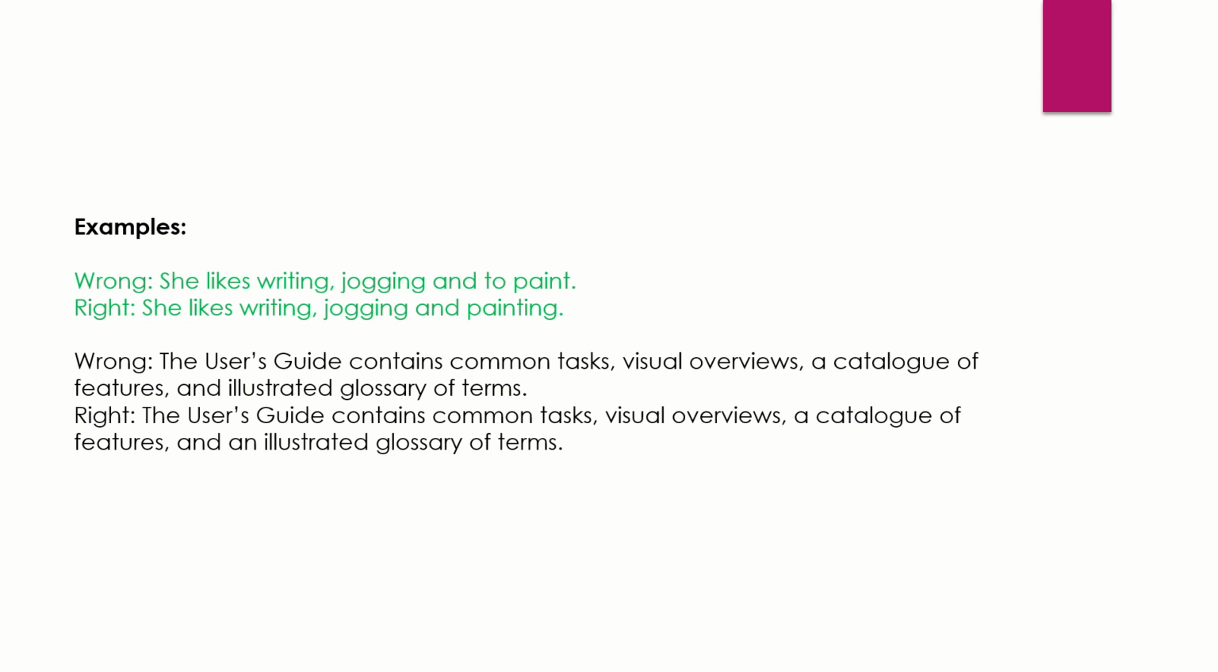In the same way, the user guide contains common task visual overviews, a catalog of features and illustrated glossary of terms. The right one would be, the user's guide contains common task visual overviews, a catalog of features and an illustrated glossary of terms. So you can see "an" is missing here. So we have used proper a and the uses here. And the sentence looks properly parallel in structure.